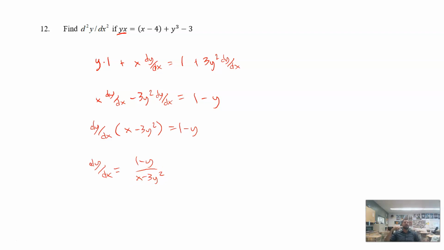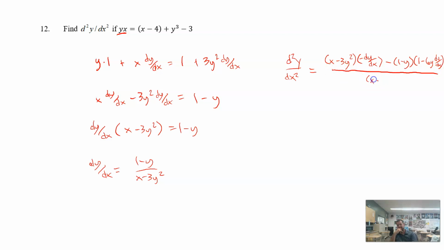But that's not what I'm looking for here. I am looking for the second derivative. Okay, so I want to take the derivative of that. In order to do that again, I'm going to have to use the quotient rule. So my quotient rule says my bottom function squared multiplied by the derivative of the top, that is negative dy dx, minus the top, 1 minus y, times the derivative of the bottom, which is 1 minus 6y dy dx. And then we put all of that over the bottom squared.